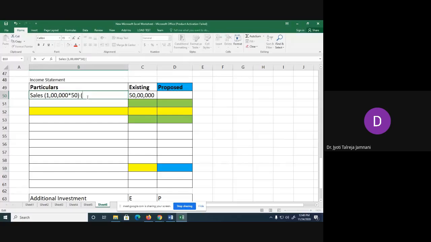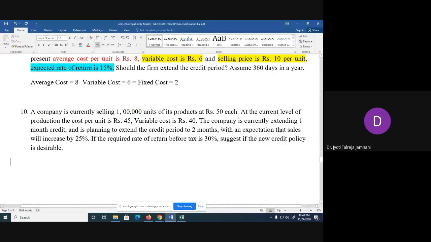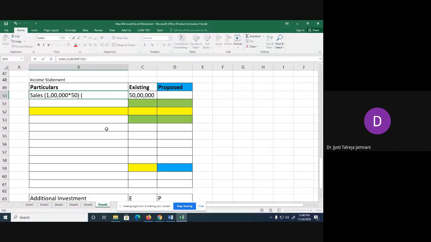And then for the proposed, see what they have told. With an expectation that the sales will increase by 25%. So they are expecting the sales figure to increase by 25%. So if they were selling 1 lakh units earlier, now they will sell 1 lakh units plus 25% of 1 lakh. 25% of 1 lakh will be equal to 25,000. So it will be 1,25,000 units into 50 rupees per unit. Which will come to 62,50,000.